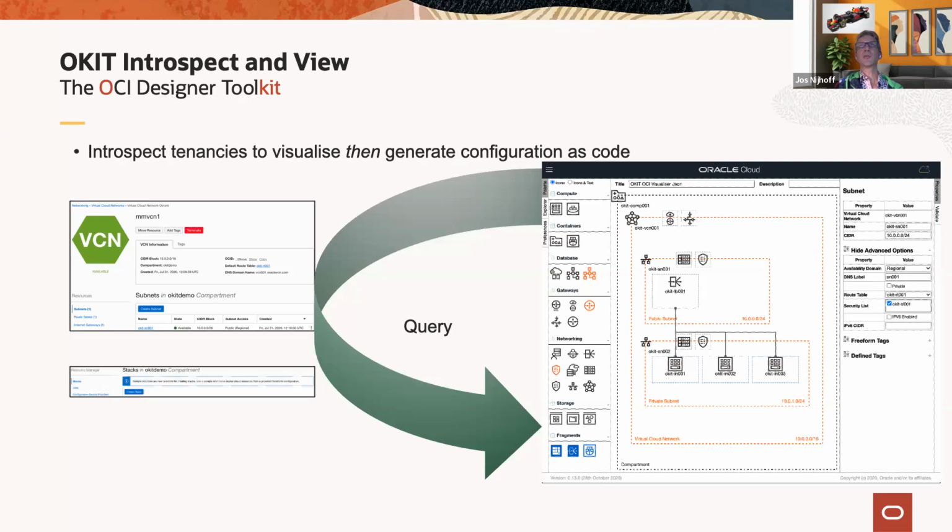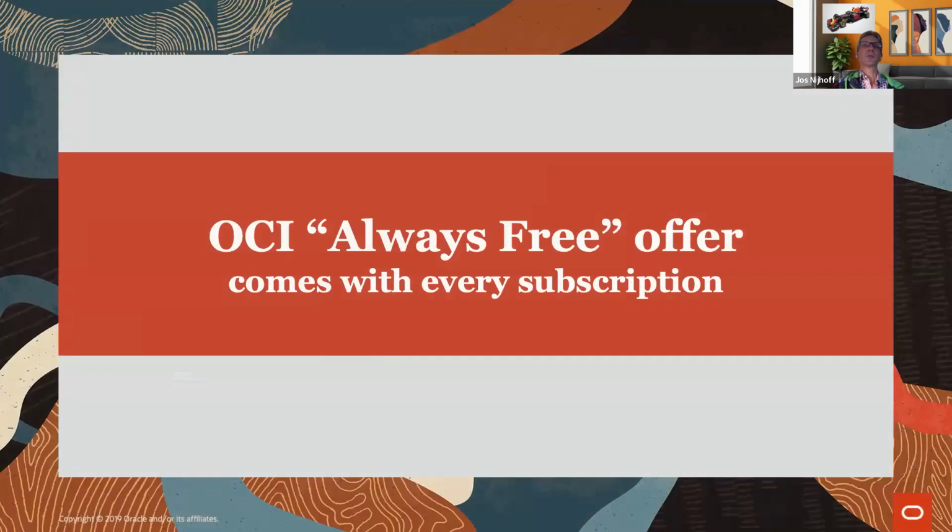You can actually read from your cloud environment and read it into OKIT. That's called introspection or discovery, and then you can modify that and deploy it somewhere else, or clone or replicate an environment. Very useful. So let's go to the OCI always free stuff, always fun for everyone.